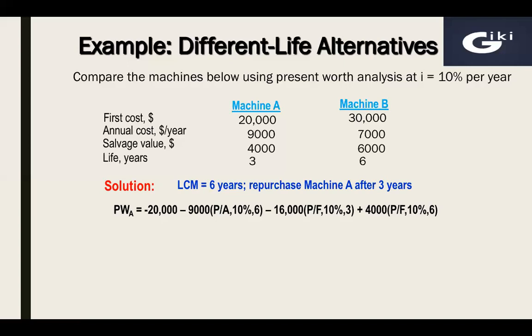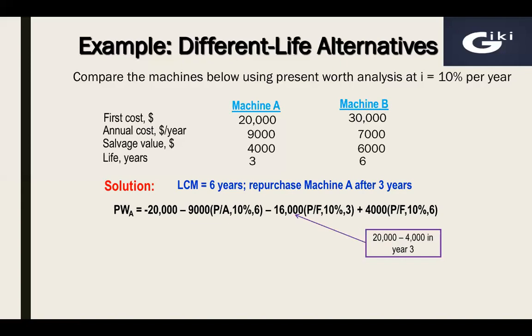Then at the end of the third year, we have to reinvest 20,000, that is the initial investment for the second cycle. But at the end of the third year, we also have a salvage value of $4,000. Again, two approaches can be used. First, use 20,000 as the initial investment and minus 4,000 as the salvage value, or you can take the difference of 20,000 and 4,000 and consider 16,000 at the end of the third year. That is our net investment at the end of the third year.